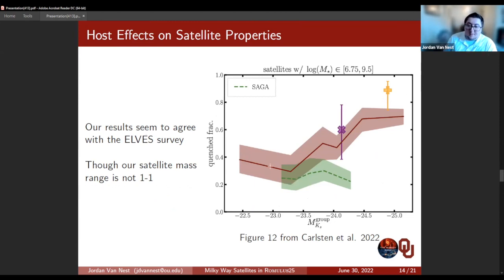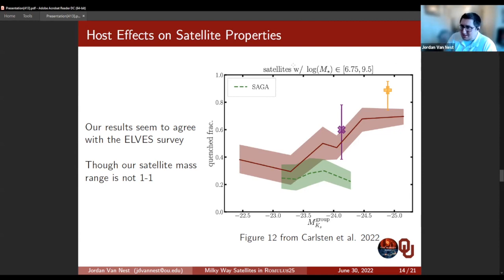In their paper, they have this plot, which is quenched fraction versus K-band magnitude, again as a proxy for stellar mass. So more to the right, higher mass. They found that their population's quenched fraction did increase with host mass. I will note, though, that our satellite mass range is not one-to-one. They're considering satellites in this paper down to a log stellar mass of 6.75, where we stop at 10 to the 8. That's just because we think Romulus is likely over-quenching satellites below that regime, so we play it safe and don't consider those in the quenched fraction analysis.